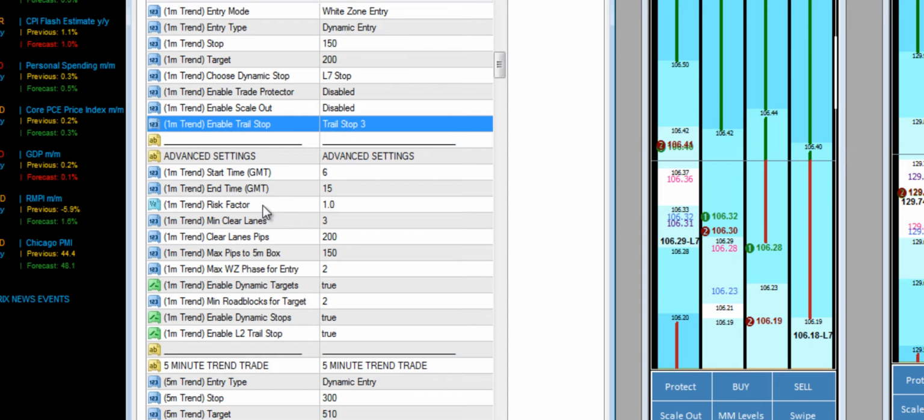And then in the advanced settings, you can set your own time. These are GMT times. Say you get a signal, but you don't want to take the signal in the middle of the night. So you can put a limit on what times you want it.